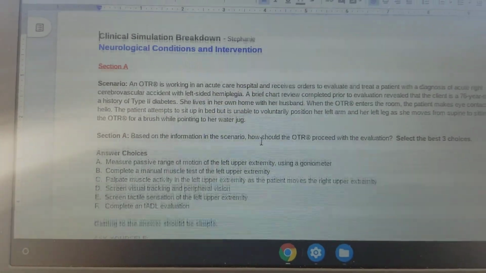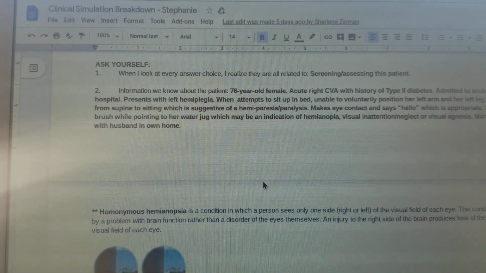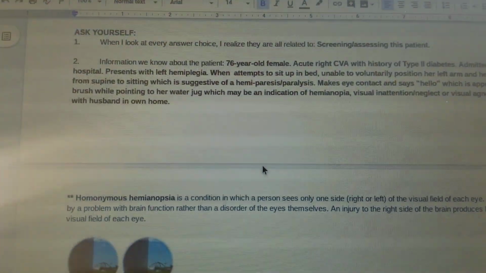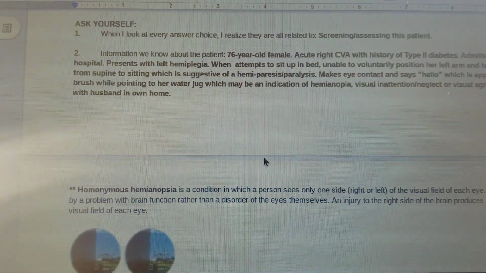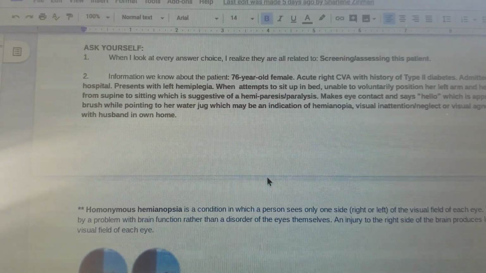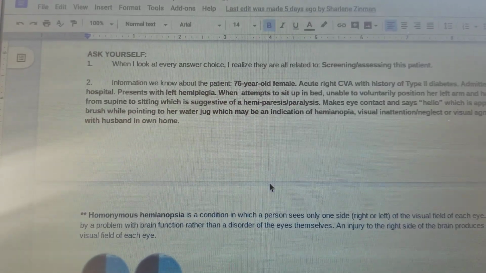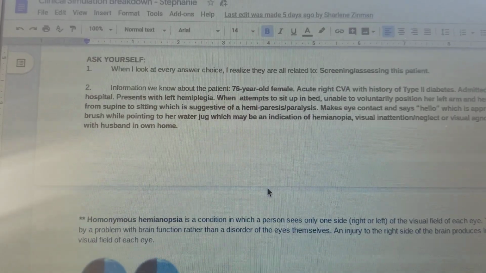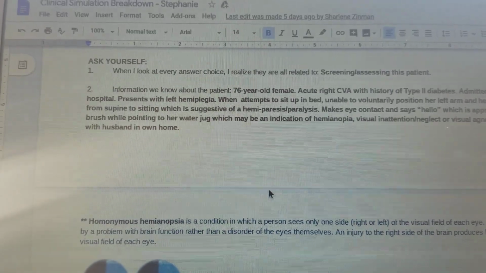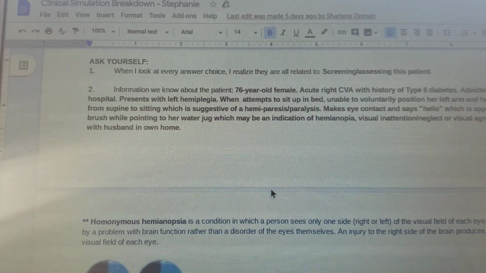So let's see how we get to the answer choices, and this should be really simple. So in step 1, when I look at every answer choice, I realize they are all related to screening and assessing the patient. So in number 2, we want to understand the information we know about the patient. So we understand that it's a 76-year-old female, acute right CVA with history of type 2 diabetes, admitted to acute care hospital, presents with left hemiplegia, and when attempts to sit up in bed, unable to voluntarily position her left arm and her left leg as she moves from supine to sitting, which is suggestive of a hemiparesis paralysis, makes eye contact and says hello, which is appropriate.